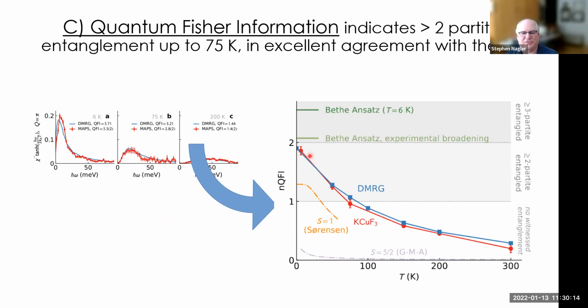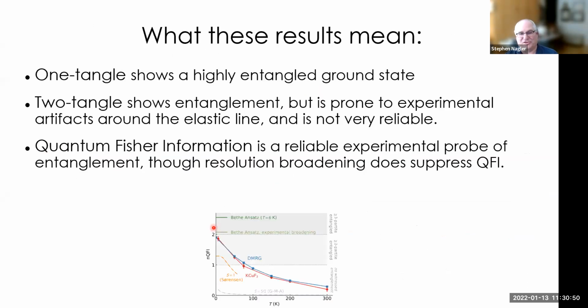But you can see here, even by DMRG, we get a quantum Fisher information at low temperature a little bit under 2, which means that this thing has to be at least bipartite entangled and possibly more. Bethe ansatz with no experimental broadening, or even with a bit of experimental broadening artificially inserted, would tell you that it has to be at least 3-part entangled. And this persists actually up till about 75 Kelvin or so for the KCuF3 data. So indeed, we see that there is at least two-part and probably three-part entanglement in the system.